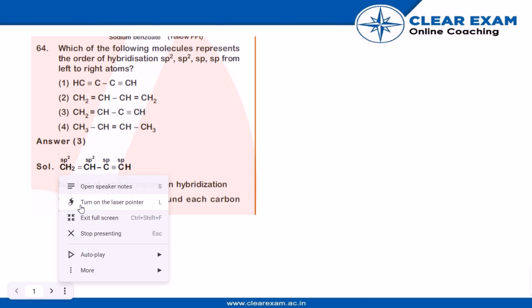So the answer is the third one. The solution is CH2, sp2, sp2, sp and sp. The number of orbitals required in hybridization is equal to the number of sigma bonds around each carbon atom. So this is the solution. The third one, CH2=CH-C≡CH.